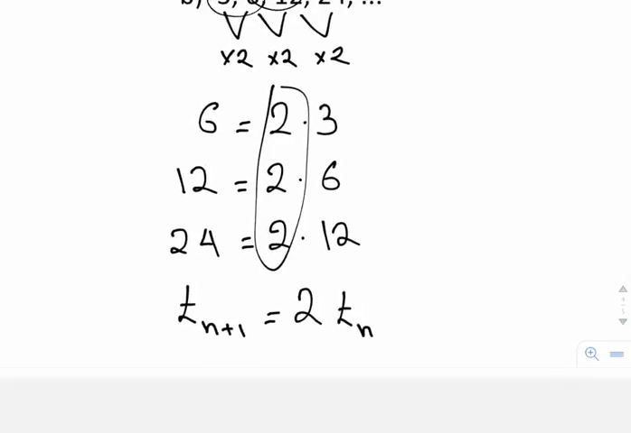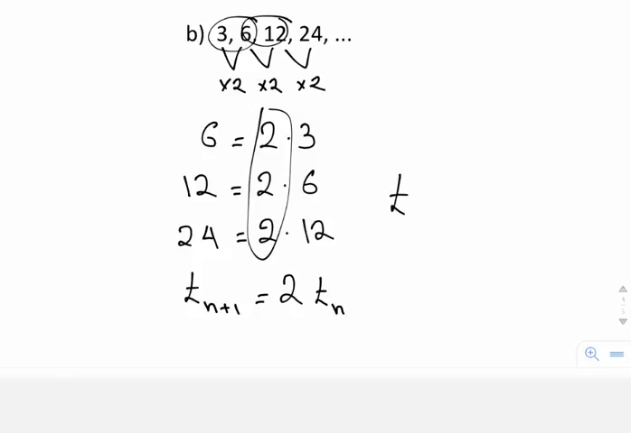If I want to, for example, evaluate t of 5, the fifth term in this sequence, it will be 2 times t of 4, because n is 4. Well, the fourth term is 24. 2 times 24 is equal to 48.